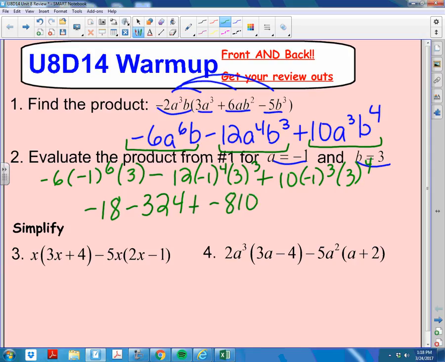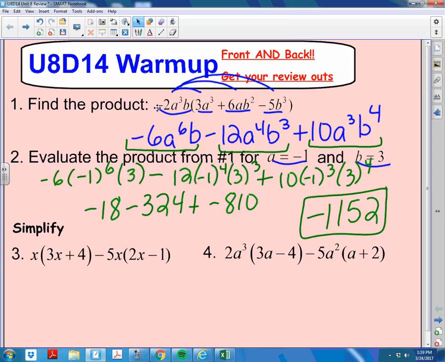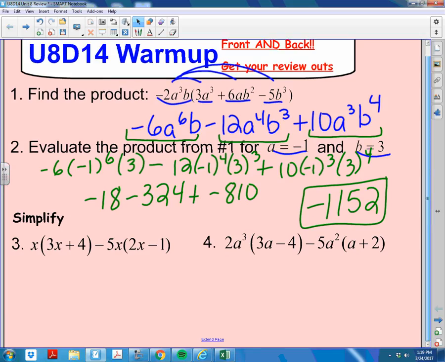And then when I add that up, I end up with -18 minus 324 plus -810, and I end up with -1,152. I would definitely know how to do that. Okay? Definitely know how to do that. Any questions on that? Cool.